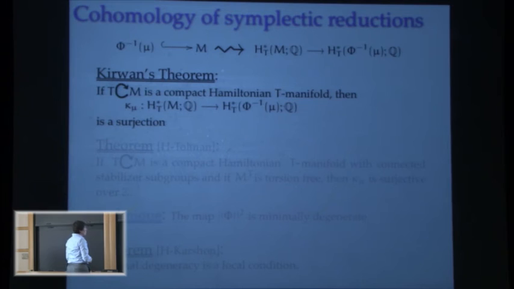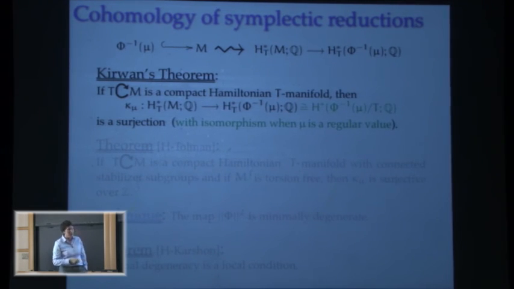Okay, so cohomology of symplectic reductions. Frances Kirwan showed in the 80s that if we have a compact Hamiltonian T-space, then, well, okay, we know that the inclusion of the level set is an equivariant map because this is an invariant subspace. So we get a map the other way. And Frances Kirwan showed that this is a surjection. And of course, the point is that when mu is a regular value, this is precisely the cohomology of the quotient. Okay, there might have been finite stabilizers. I don't want to worry too much about that. Just call this what you want the cohomology of the orbifold to be. Okay, so this is possibly an orbifold, and this is its cohomology.